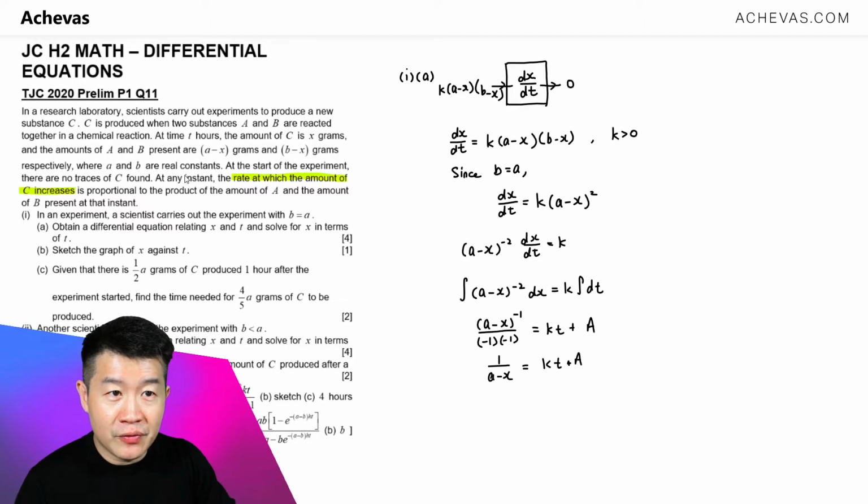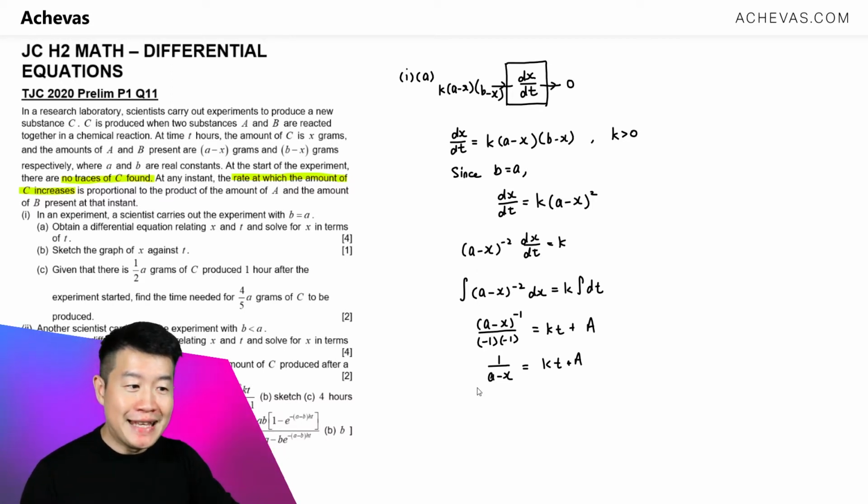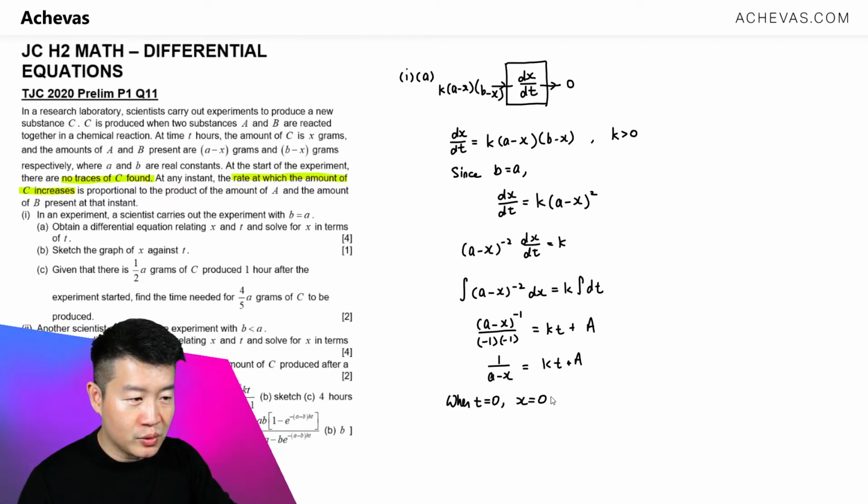And the question gave me this piece of information. The question says that there are no traces of C found at the start of the experiment. So the start of the experiment tells me that T is equal to 0, and since there are no traces of C found, X is equal to 0. So when T is equal to 0, X is equal to 0. So I will have 1 over (A minus 0) equal to 0 plus this arbitrary constant. So the constant is 1 over A. So 1 over (A minus X) is equal to kt plus 1 over A.